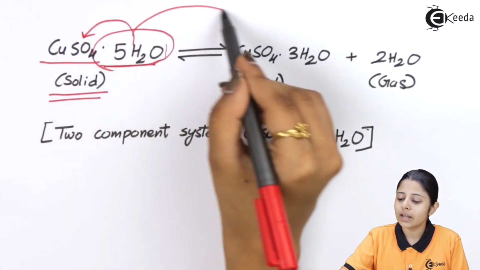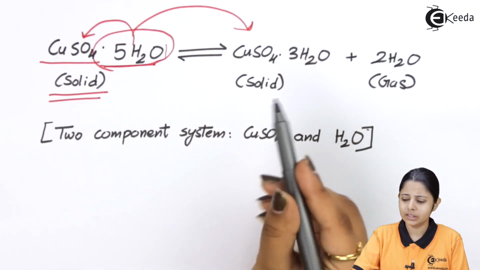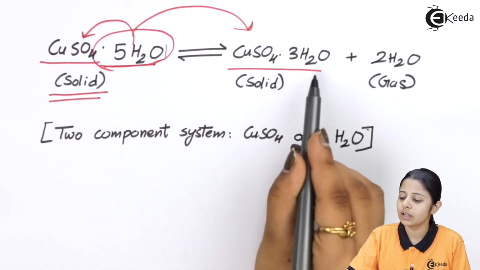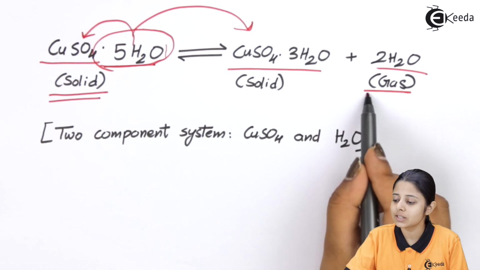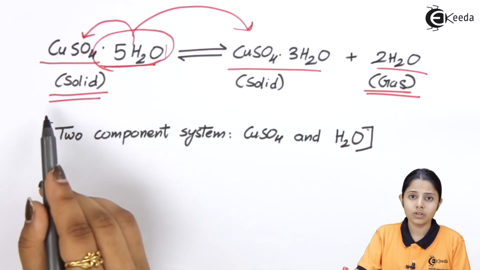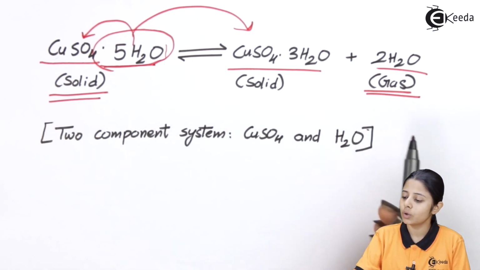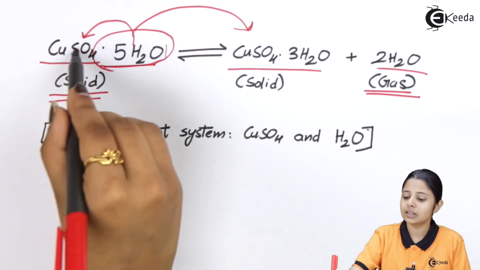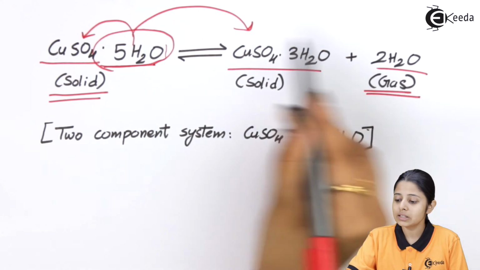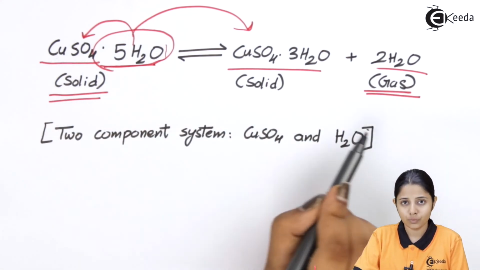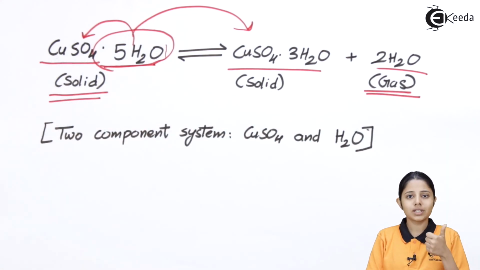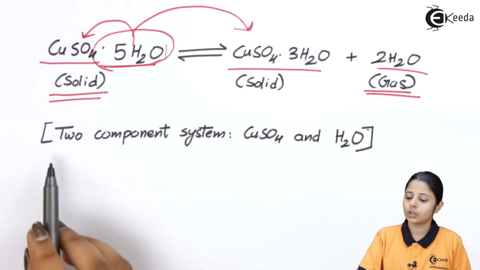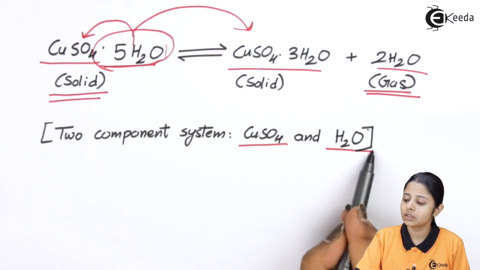Now this, on reaction or simply on heating, gives me CuSO4.3H2O plus 2H2O, which is in its gaseous form. If you see, I have a solid over here, another solid over here, and a gaseous form over here. We can see 3 components over here. But these 3 components can be entirely defined by only 2 things. The first is CuSO4 and the second is H2O. Because of this, it is known as a 2 component system, with components CuSO4 and H2O.